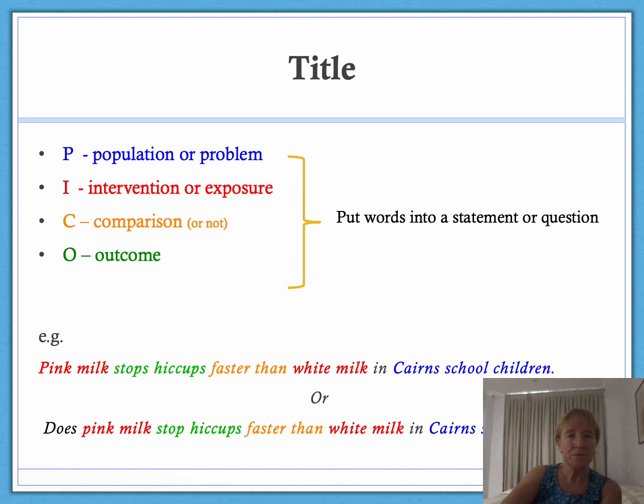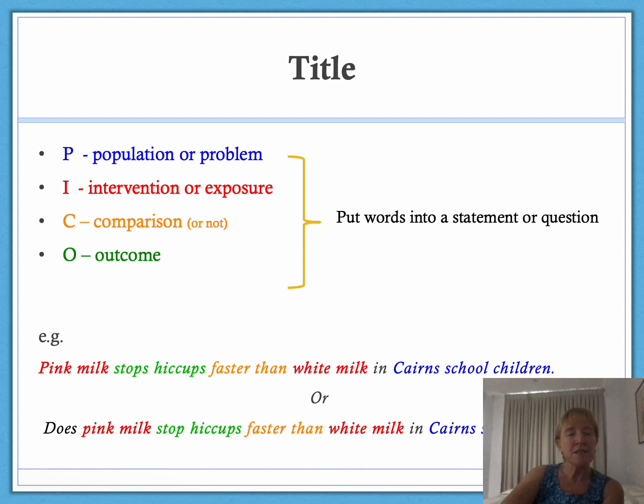So your title. There are a number of different ways you can write a title, but this is probably the simplest and the most common one used in quantitative research, but it can certainly still be used in qual. We use PICO, so population or problem, the intervention or exposure, the comparison, the outcome. All of those words need to go into a statement or question. So first of all, get those words and then sort them into a statement or question that makes sense.